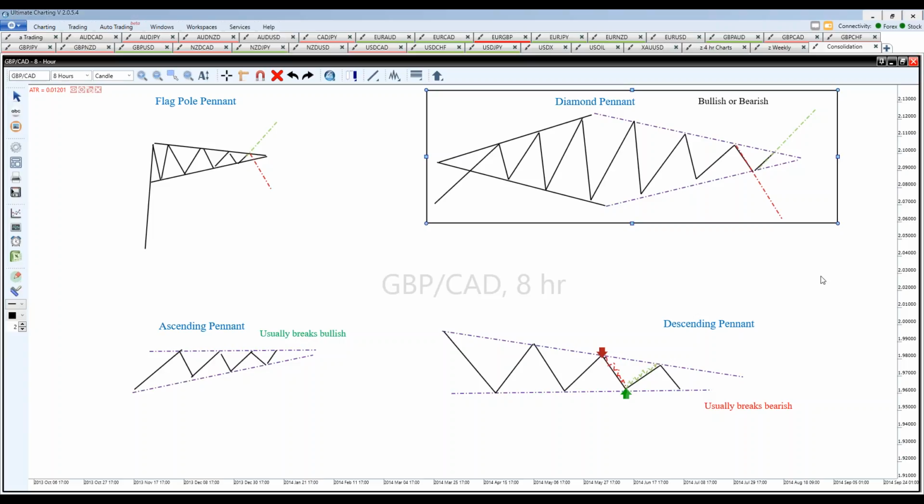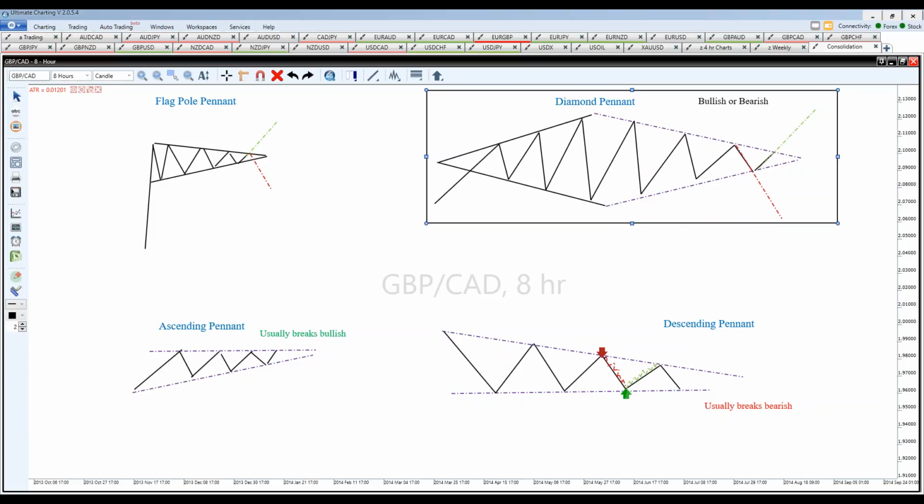Now, remember that we talked about the breakouts, and we also talked about trading the breakouts. So if the market breaks out of consolidation of this pennant, you can trade that. You can trade in the direction of the breakout. If it breaks out bullish, you place your stop below support. If it breaks out bearish, you place your stop above resistance.